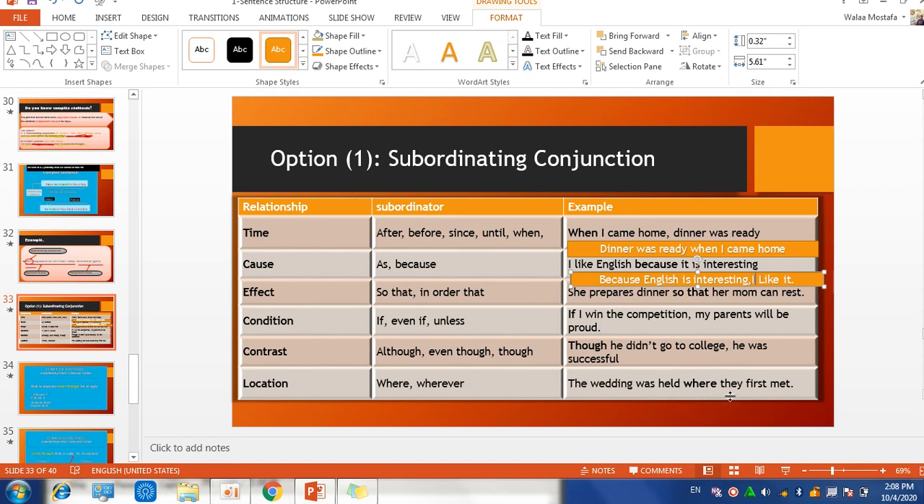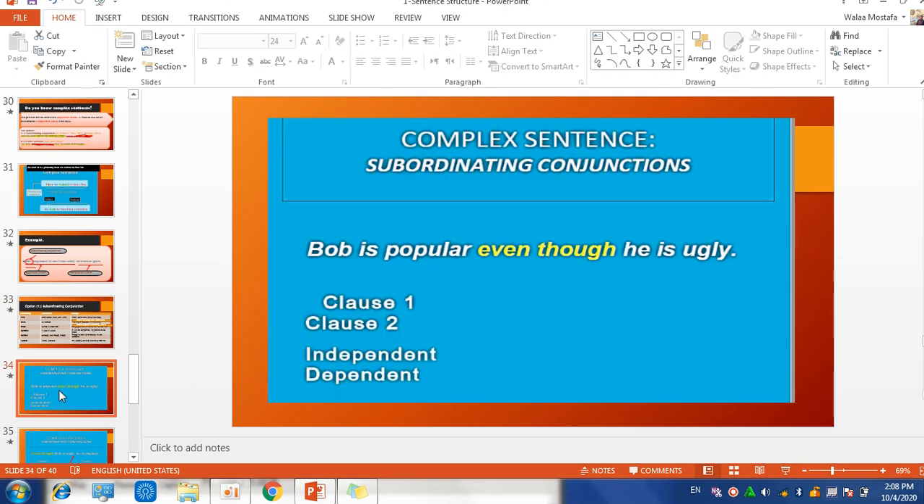And finally, some subordinating conjunctions introduce location, like where and wherever. The wedding was held where they first met. Can I start with where? Where they first met, the wedding was held. Sometimes it can work, especially in writing poems. So that's what we are speaking about.